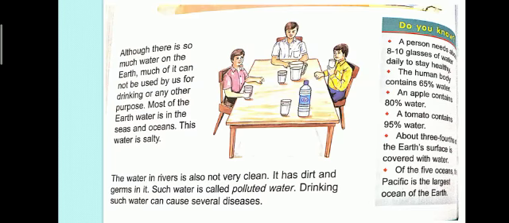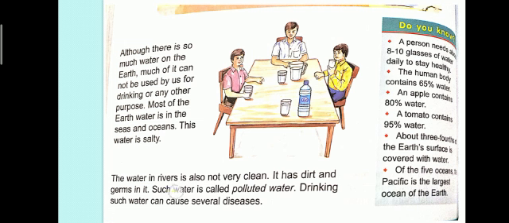Now let's do the reading of our next paragraph. Although there is so much water on earth, much of it is not used by us for drinking or any other purpose. Most of the water in the sea and ocean is salty. It means that among the 70% of water, only a very small amount is available for us to drink and use. The rest of the water is in the sea and ocean, which is very salty and we cannot use it.